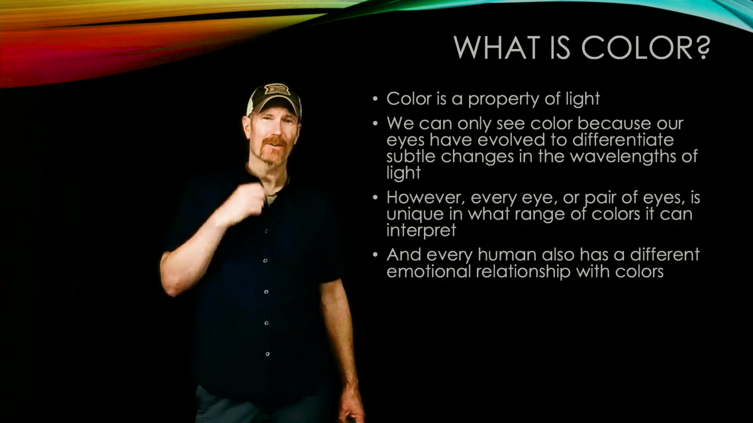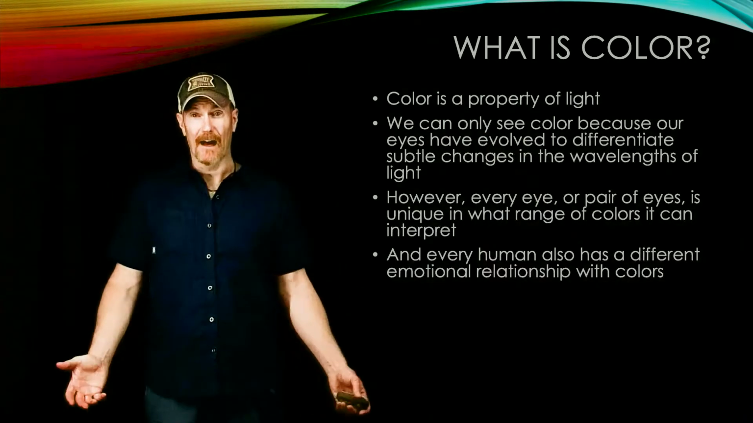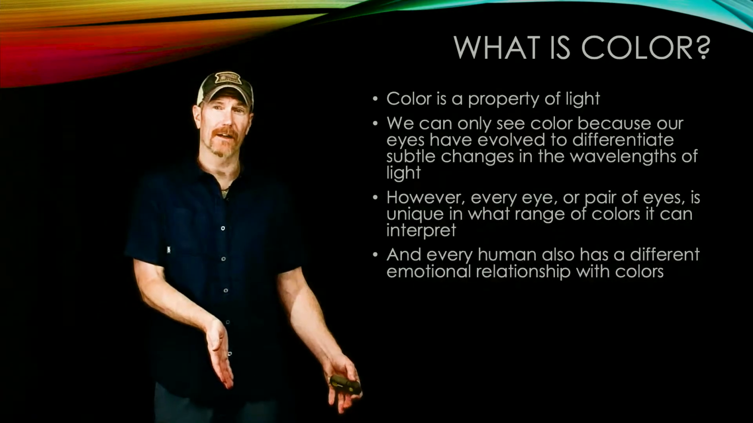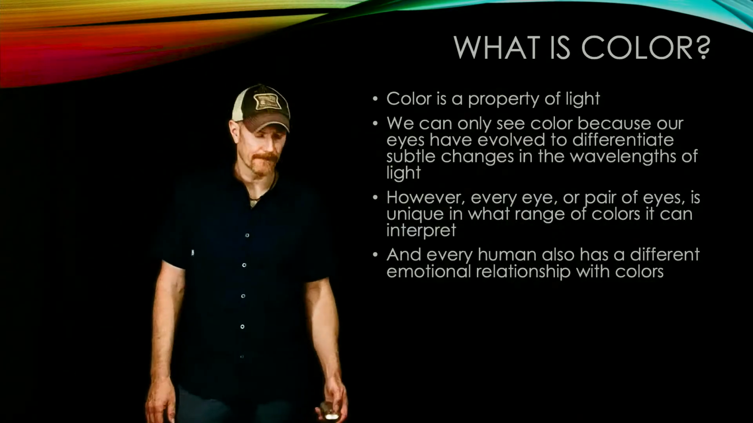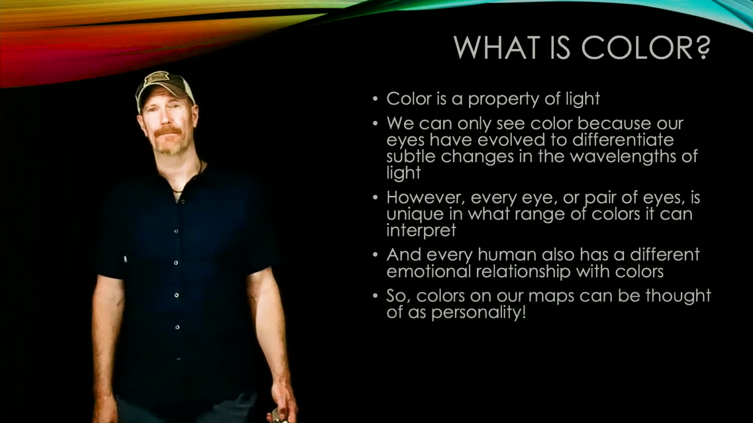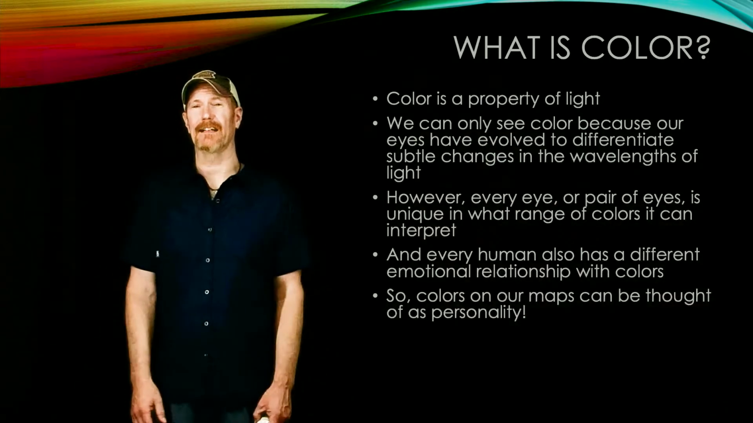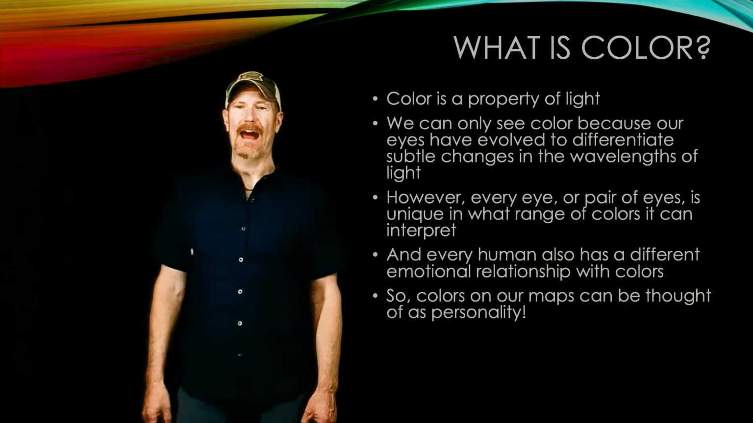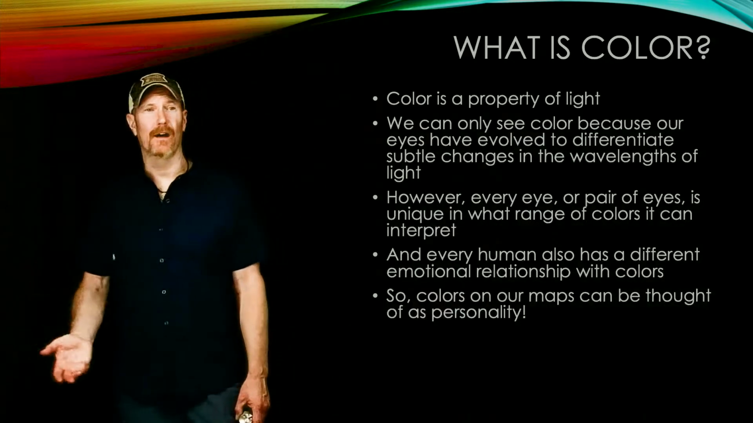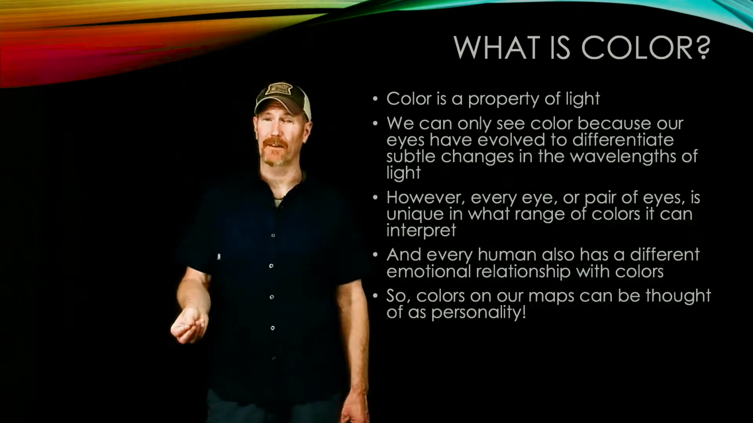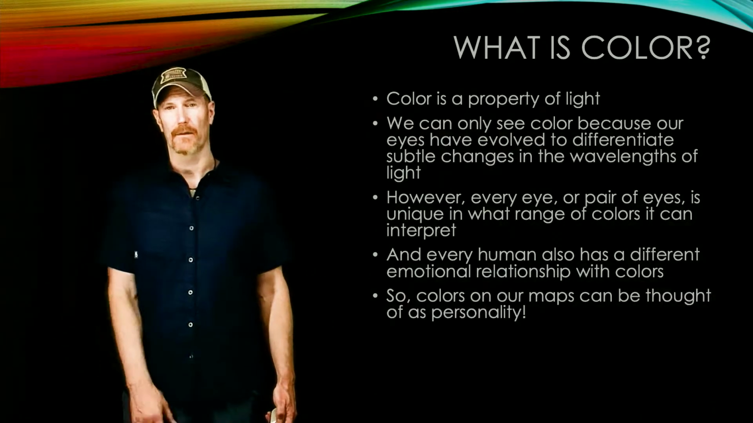And every human also has a different emotional relationship with color, and that depends on a lot of things, including the environment you're in right now and the environment and culture you were brought up in, and we're going to go over some of that today. So colors on our maps can be thought of as personality. They make our maps have a voice besides just the line work, the polygons, the raster work in the back, maybe the type work. The color also expresses a feeling with our maps.